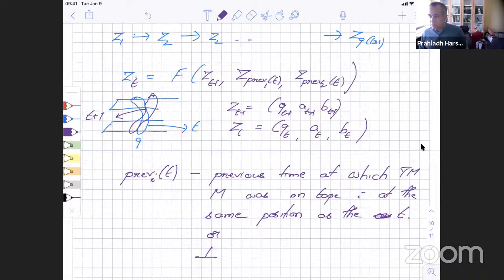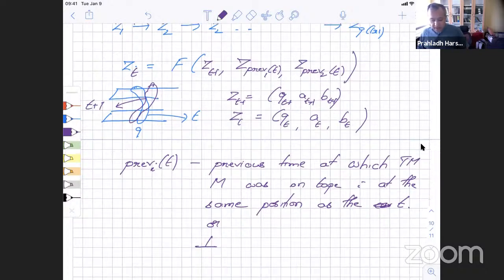Is that okay? I claim that once you know these two, then ZT is just a constant size function of these 3 snapshots. If you know these 3 snapshots, one is the previous snapshot, and the other 2 snapshots when the head was in the same position, head 1 and head 2, then just knowing these 3 snapshots, you know what is the new snapshot you're going to have. Okay. I see a lot of confused faces, so ask me questions. It's fine if you don't finish the proof of this.